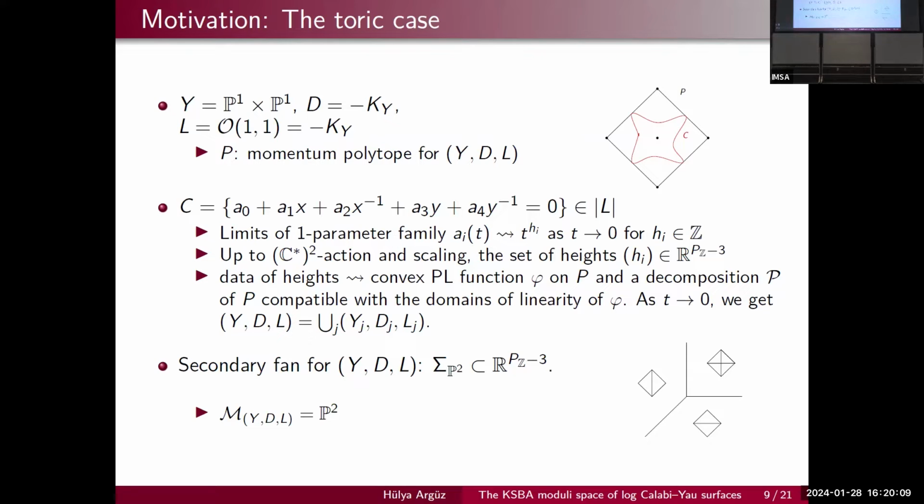And if you look at the data of all such heights, which you obtain by varying your curves in a one-parameter family, this defines a convex piecewise linear function. If you lift all your points to the given heights and look at the lower convex hull, then you can define a convex PL function whose domains of linearity determine the polyhedral decomposition on P. And so you determine a PL function out of this data. And if you take the limit as t goes to 0, here I drew the different PL functions, the different domains of linearity of the PL functions, which amounts to subdividing your polytope P.